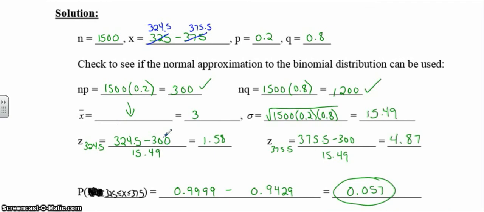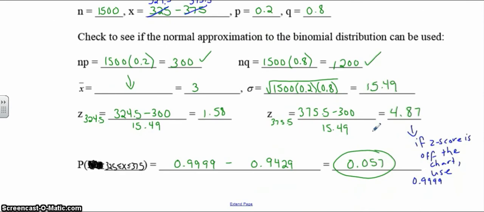Okay, welcome back to the video, and here we have our answer. So a lot of people forget to do this step here, so don't forget to do that tricking of the data. So we're taking that extra 0.5 both ways. Some other things to remind you of: if you have a z-score that is off the chart, just use 0.9999 if it is off the chart on the positive end, or 0.0001 if it is off the chart on the negative side.